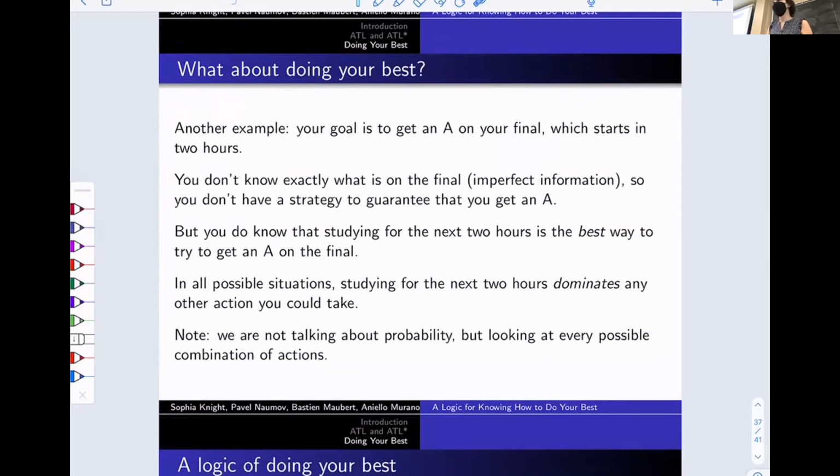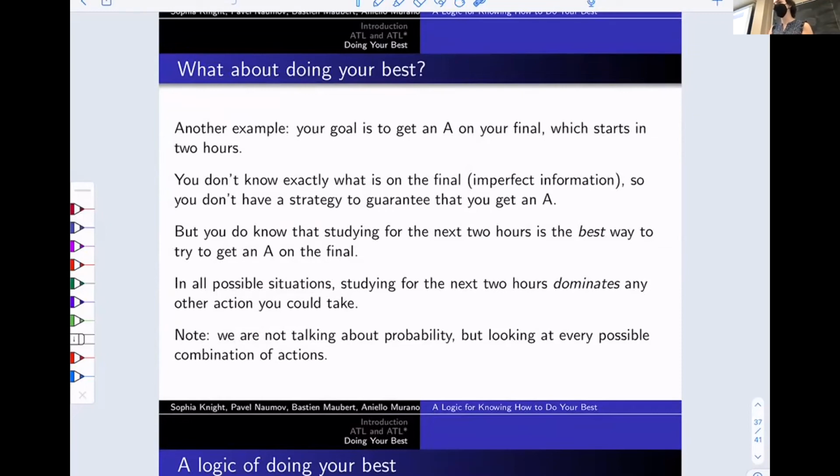You don't know exactly what's on the final, so you don't have a strategy to get an A on the final. If you knew what was on the final, you could Google it, figure out all the answers and get an A for sure. But you don't know what's on the final, you've got imperfect information about the situation. So you don't have a winning strategy. But you do know that if you spend the next 2 hours studying, it's not going to make your grade on the final worse, right? It basically dominates any other choice of action you could take.